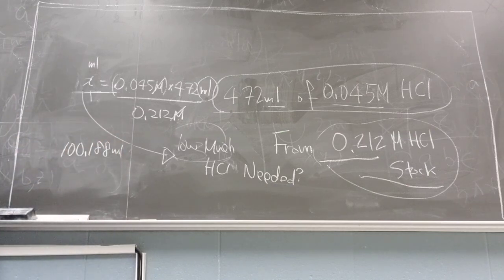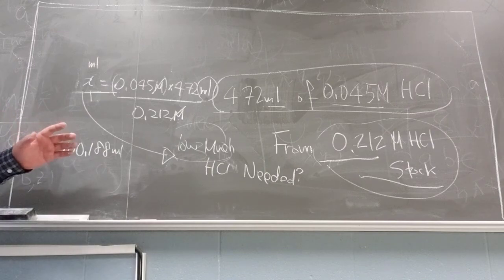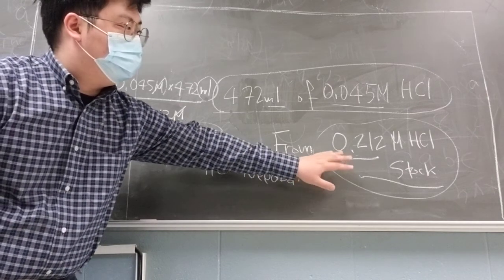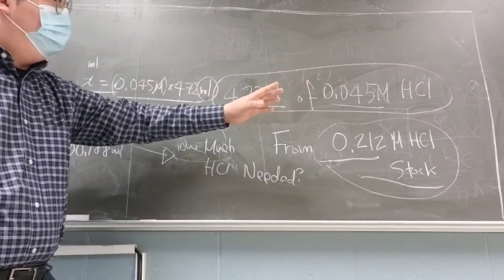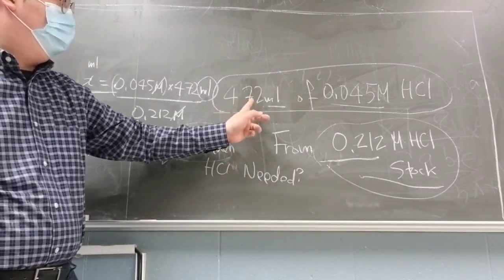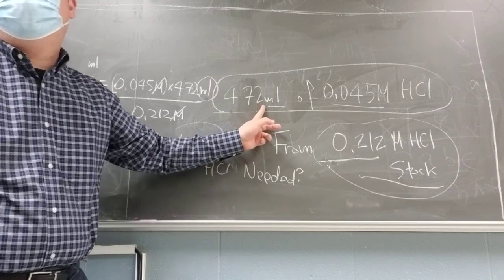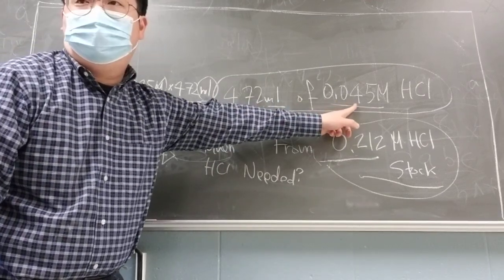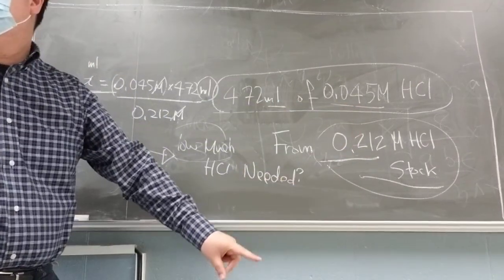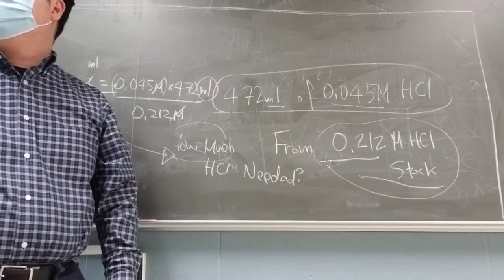Okay. So technically, what we're doing is trying to transfer 100 milliliters of this stock solution into a beaker, and fill the rest up to 472 mL with water. Then you can make this concentration. Okay. Does it make sense? Yeah. And that's called dilution.